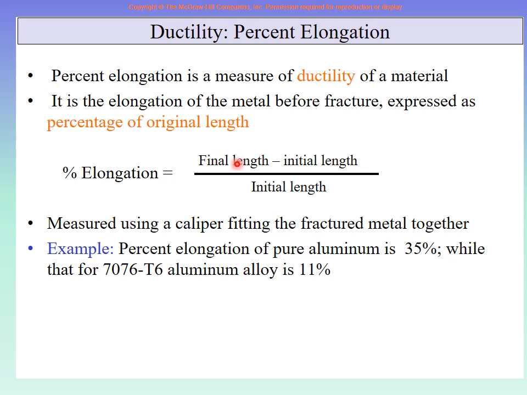But this is not any change in length. It is the total change in length, final length minus initial. Not delta L at any point, but delta L at the time of fracture. When it fractures, what is the total change in length divided by the original length? You get the total strain multiplied by 100. That is the only thing. Multiplied by 100, you call it percent elongation, because that is exactly what it is. It is the total change in length before it fractures, given as a percentage.